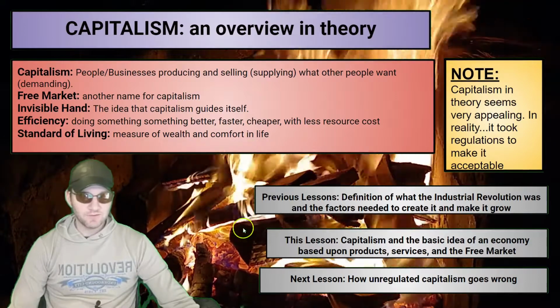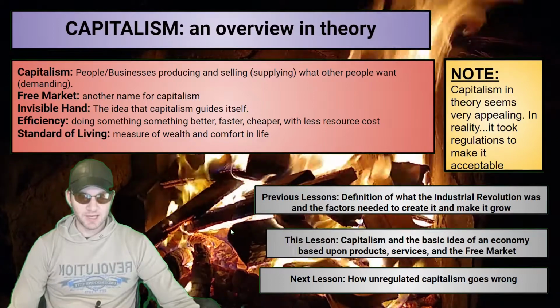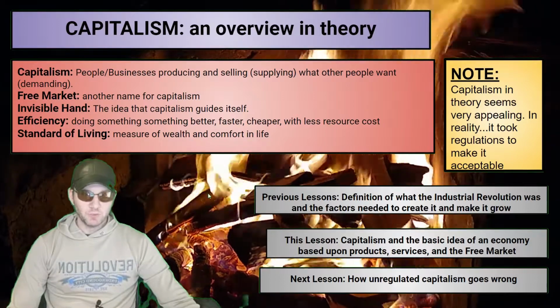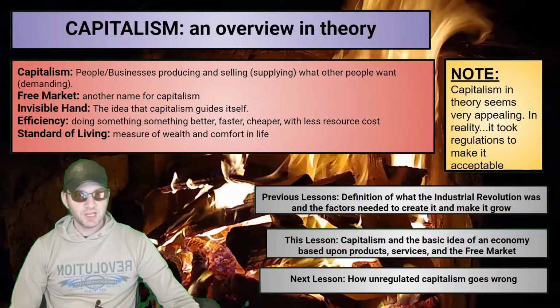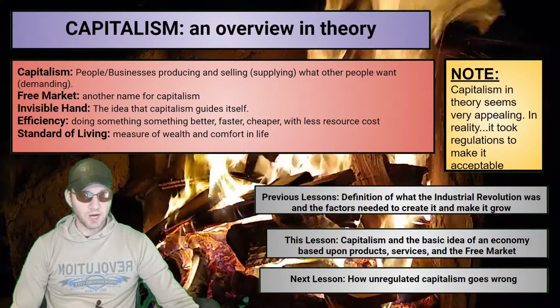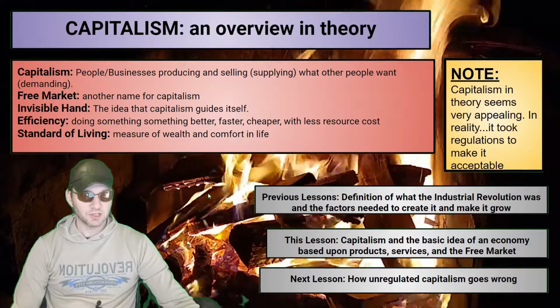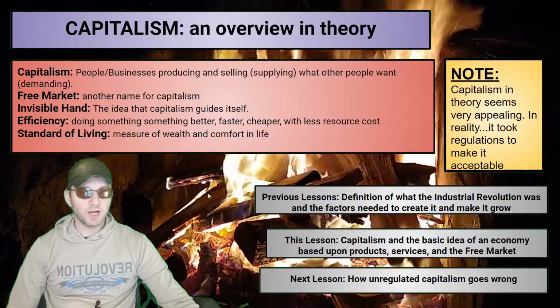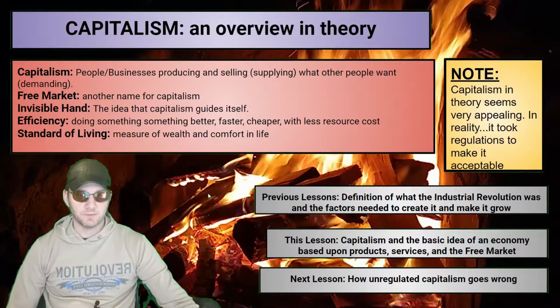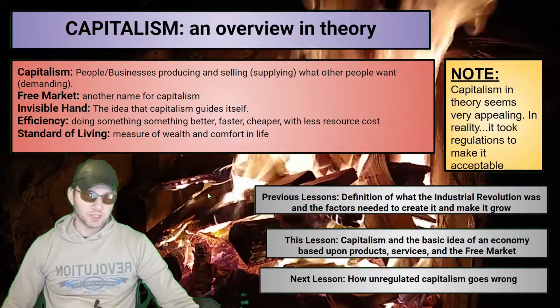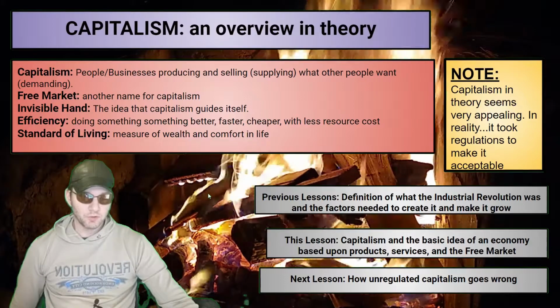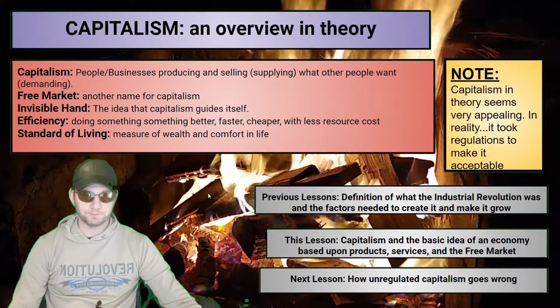The definitions we need for today. Capitalism itself, a very simple definition, would be people or businesses producing and selling what other people want. Okay, producing and selling is supply, and people wanting things and buying it is called demand. The free market is just another name for capitalism. You'll hear both of those used interchangeably.